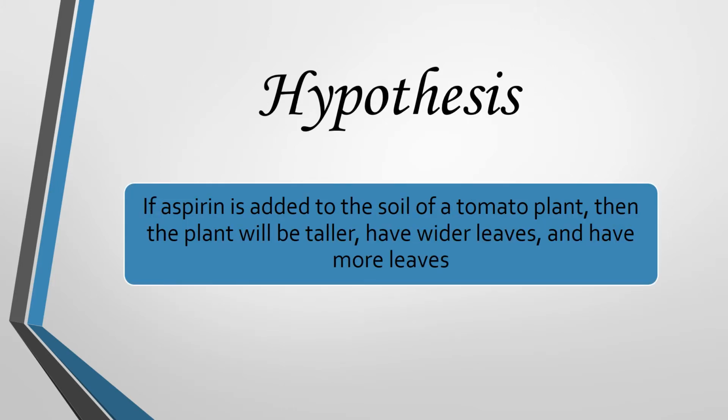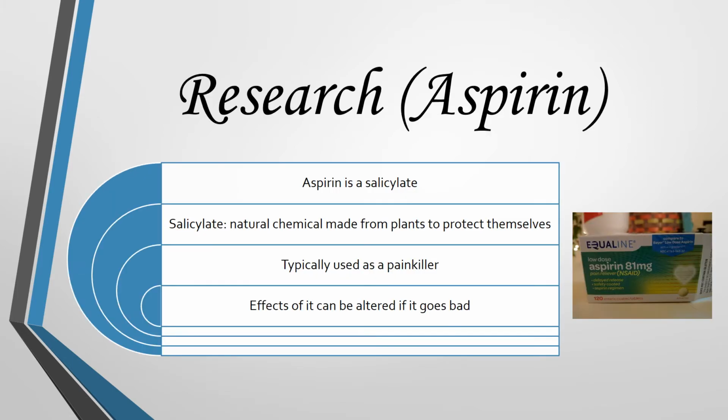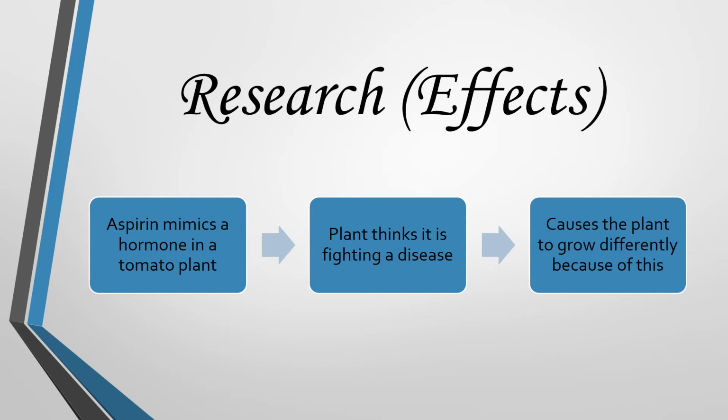Well, the hypothesis was if aspirin is added to the soil of a tomato plant, then the plant will be taller, have wider leaves, and have more leaves. Aspirin is a salicylate, which is a chemical made from plants to protect the plant from diseases. It is also used as a painkiller, while the effects of it can be altered if it goes bad. Aspirin mimics a hormone in the tomato plant, which makes it think it is fighting a disease. This causes the plant to grow differently.